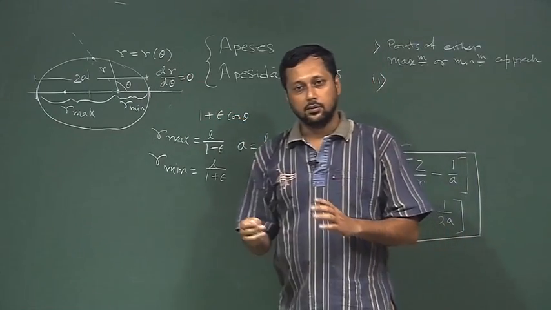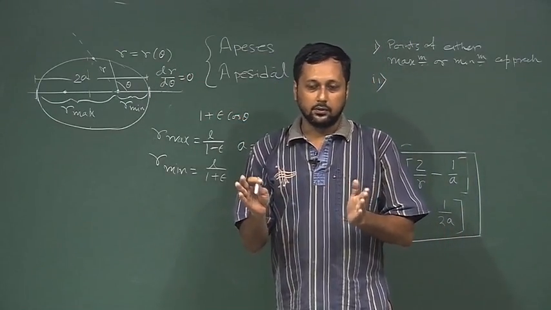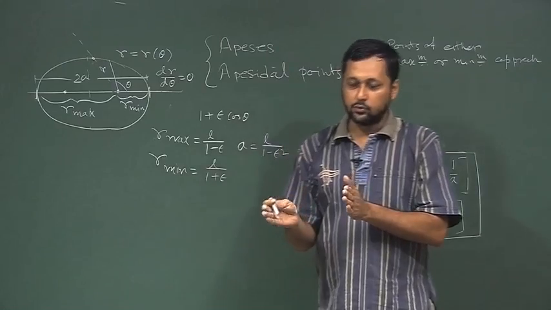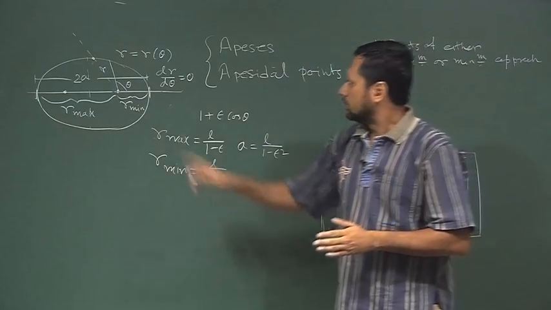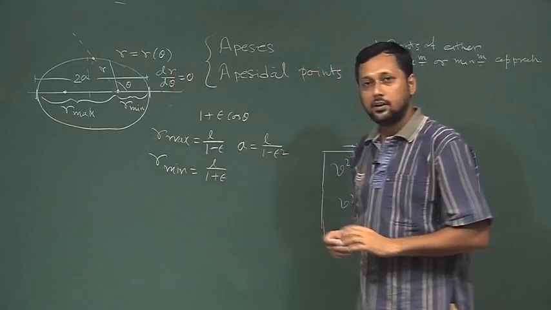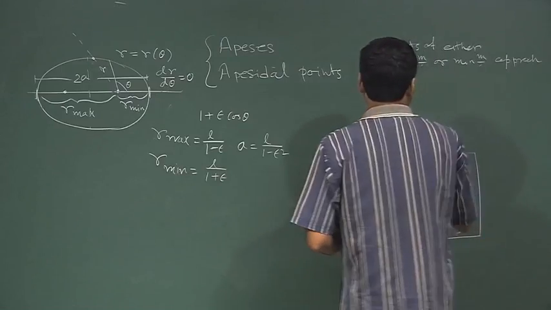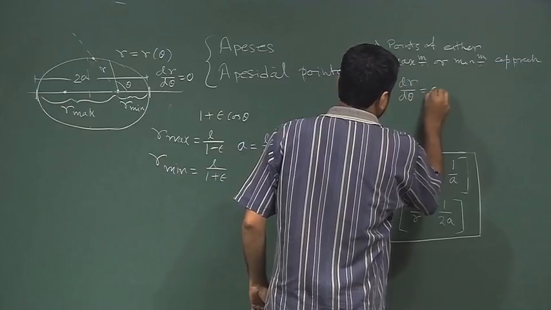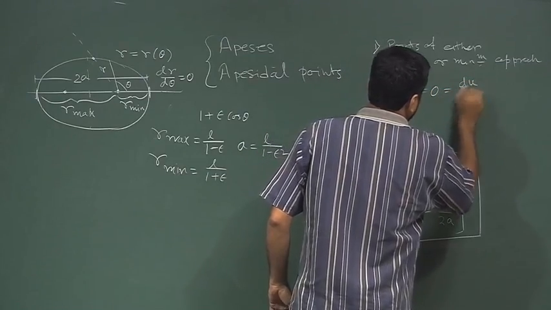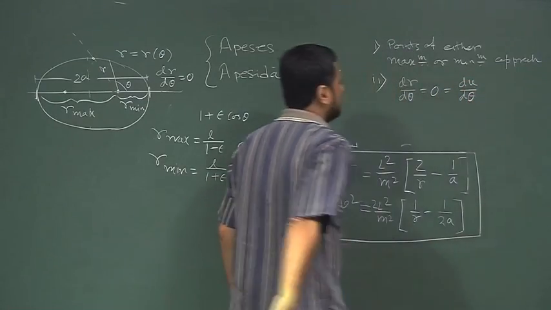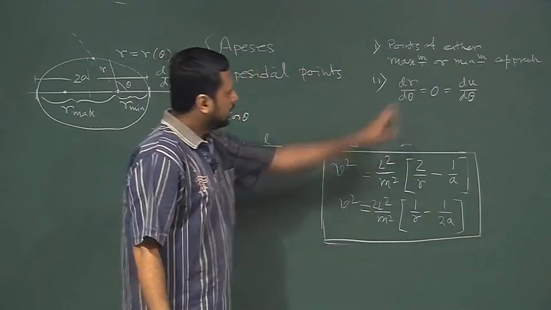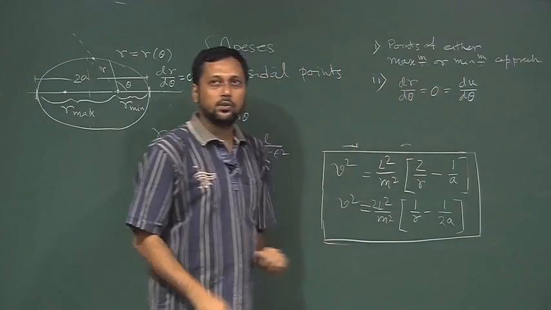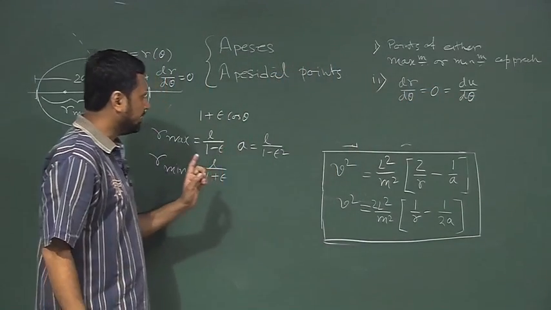So, we are focusing primarily on inverse square force field, but please keep in mind that for any orbit, if the particle goes through an apsidal point, this relation will be valid. So, dr d theta will be equal to 0. That essentially means dr d theta will be equal to 0, same as du d theta, without surprise, because they are related, u is equal to 1 over r. So, this is another property.